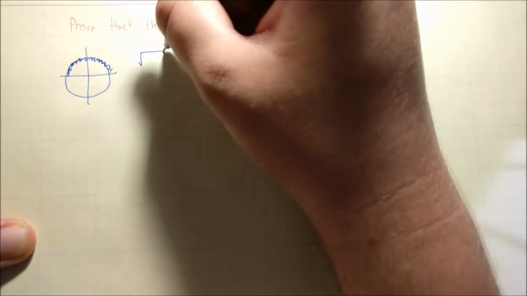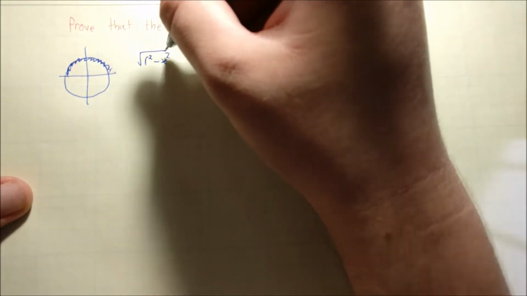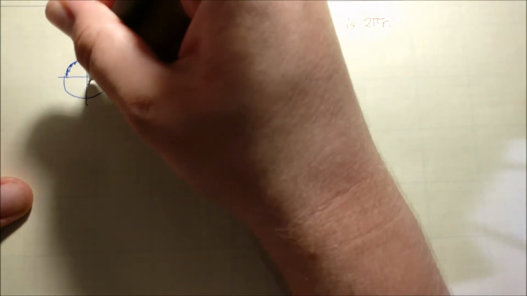So if we have a circle like this, the equation for just this half of the circle is the square root of r squared minus x squared, where this is r.